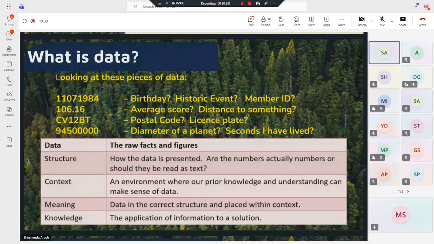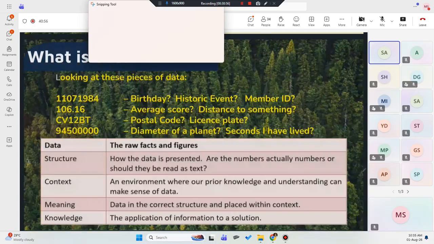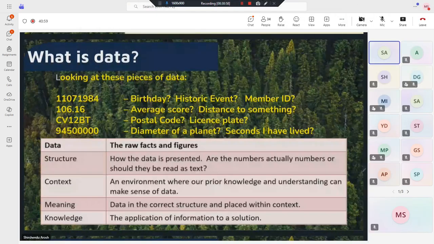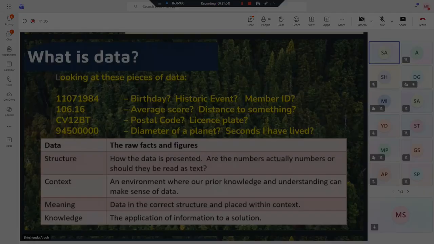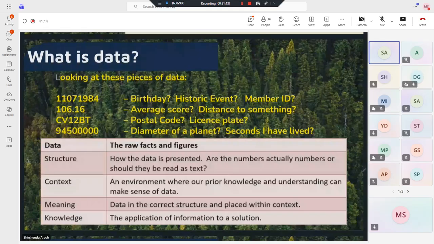Or suppose in the third example there is something like CV1 to BT. What are the meanings? Is it actually numbers, or words, or a kind of cryptic word? What are these things basically? It could be a postal code, or a license plate. And if it is a license plate, which particular country, which particular city would it be about? So whenever you get any kind of data, make sure you ask: what is the structure of the data, and what do these numbers or words mean? Make sure you ask this.